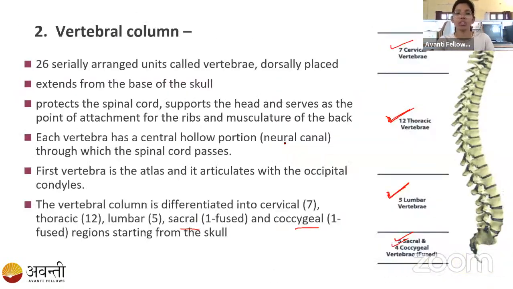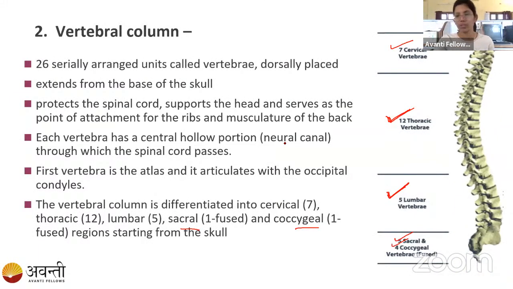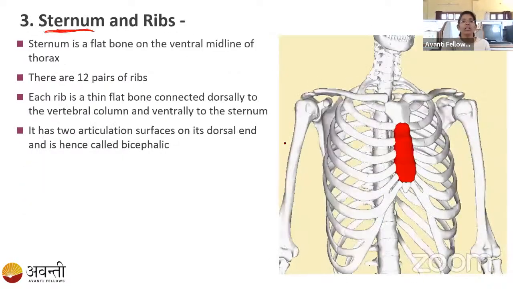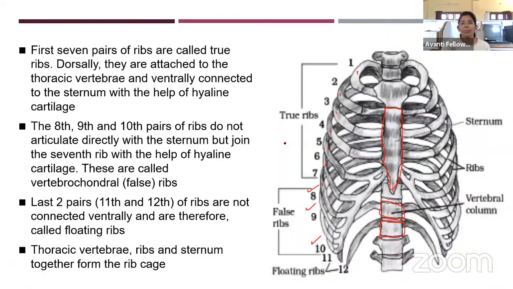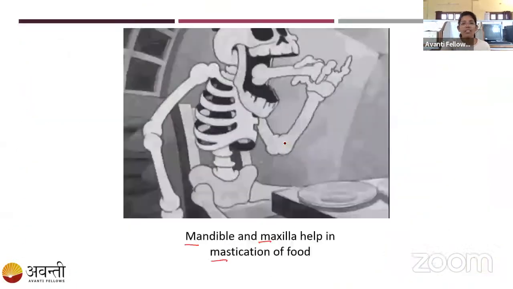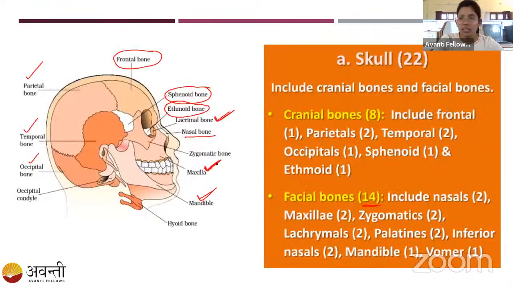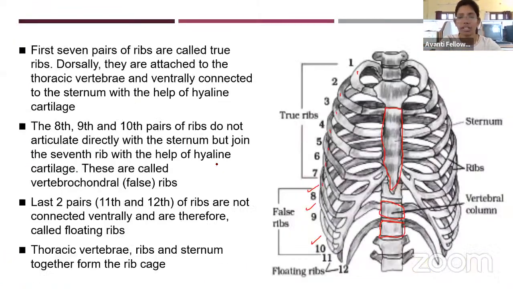You count the total number of bones present in the vertebral column and let me know in the chat box. That is work for you now. Okay, 1 sternum and 12 pairs of ribs. Is that clear? This is all about the axial skeleton. Is the axial skeleton clear to everybody? Come on, quick replies. Okay, great.